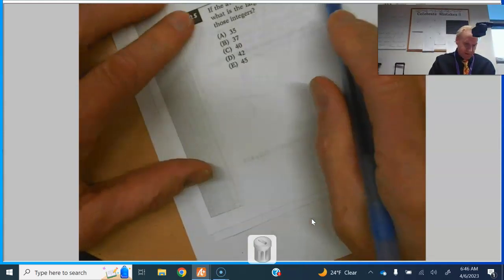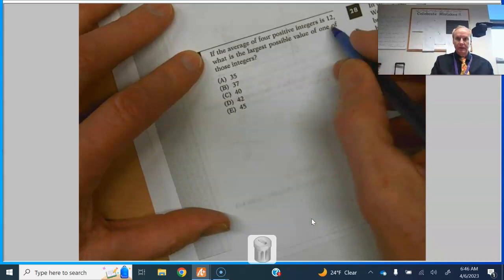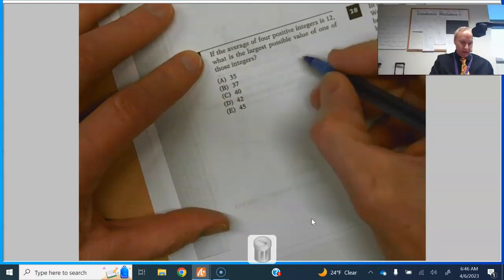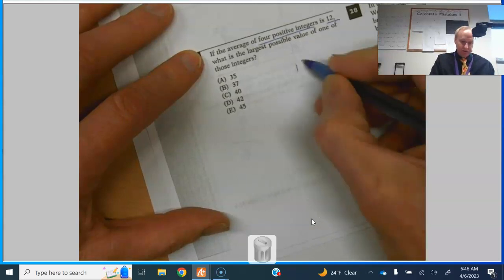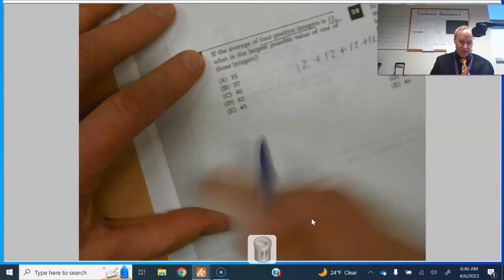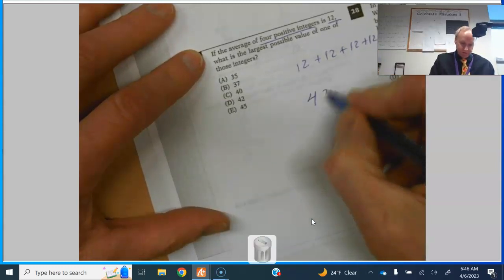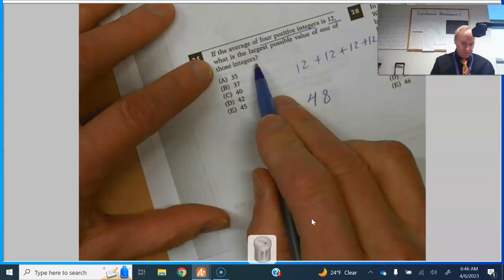All right. If the average of 4 integers is 12. I've talked to people about this before, and the trick for these kinds of problems where you have an average is to think of this. If there's 4 integers and their average is 12, 12 plus 12 plus 12 plus 12 would give you an average of 12. So I know that the sum is 48.